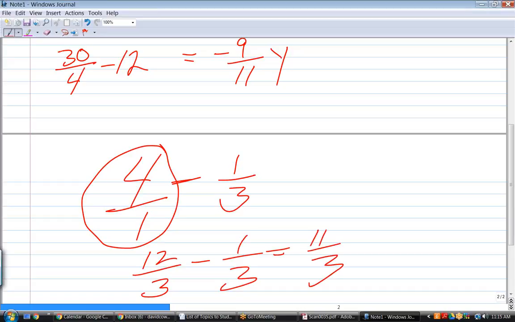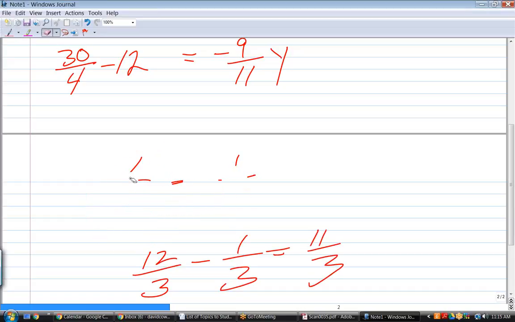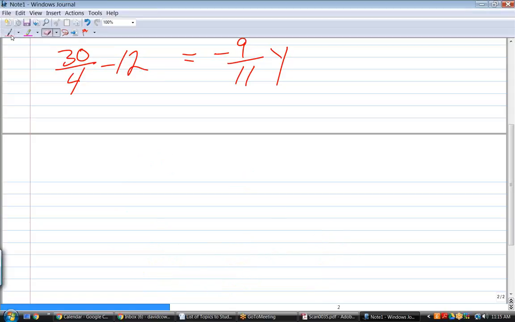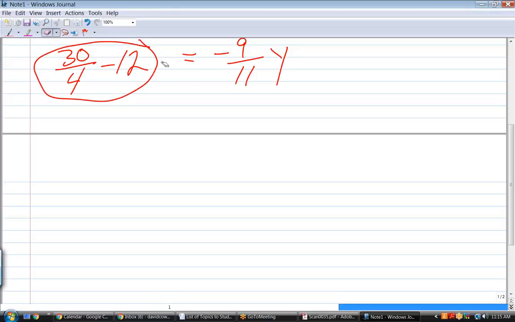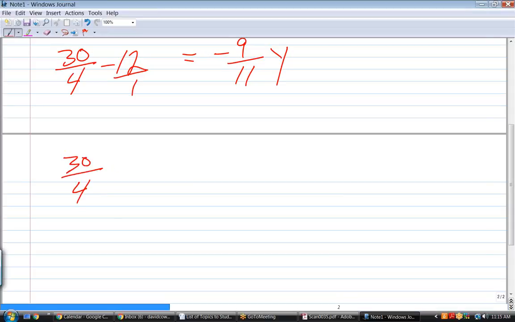So that's equal to 11/3. Do you see why this problem that we're looking at is basically that same problem? It's a fraction being either added or subtracted to a whole number. So what are we going to do? Like what we did on the bottom, we'd put minus 12 over 1, and then we could use 4 as the common denominator. How many fourths is 12? 3.